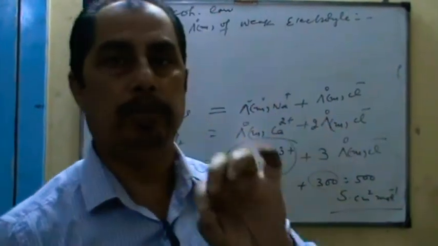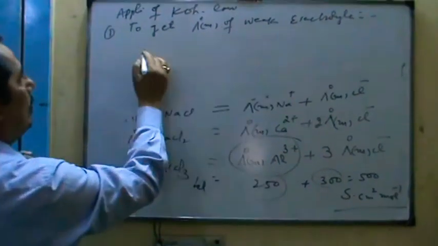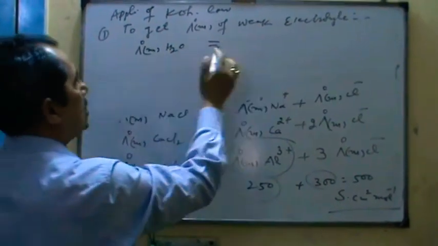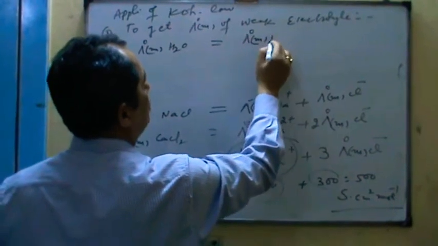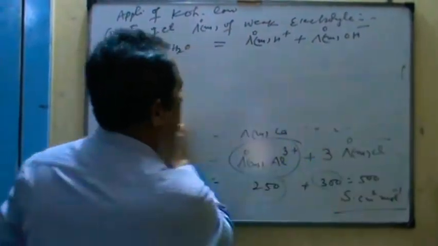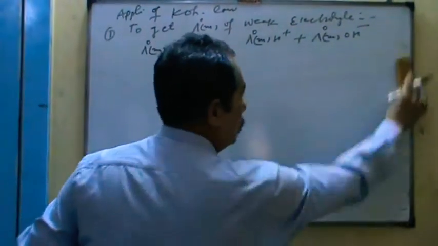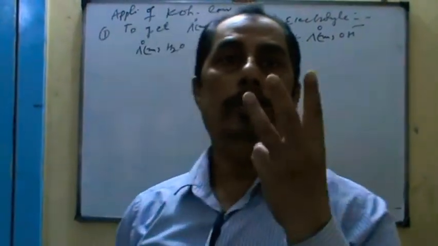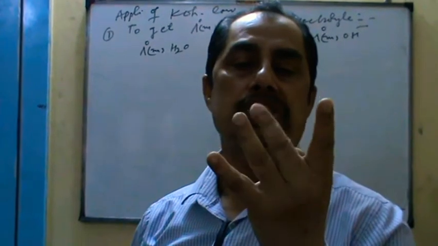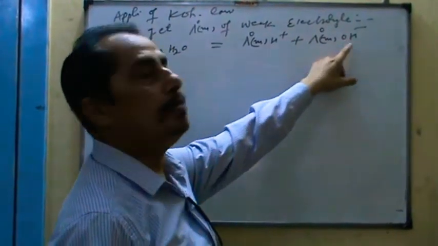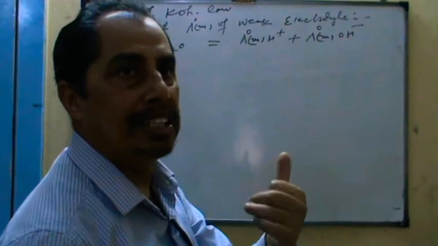I give you one example from your textbook. How to calculate the limiting molar conductivity of water? Let us break the water first: limiting molar conductivity of H positive plus limiting molar conductivity of OH negative. So let us find how to get the limiting molar conductivity of a weak electrolyte. We have to select 3 different strong electrolytes. For a water molecule, we need H, so we take HCl. We need OH, so we take NaOH. And the 3rd uncommon one, which must be subtracted, NaCl.